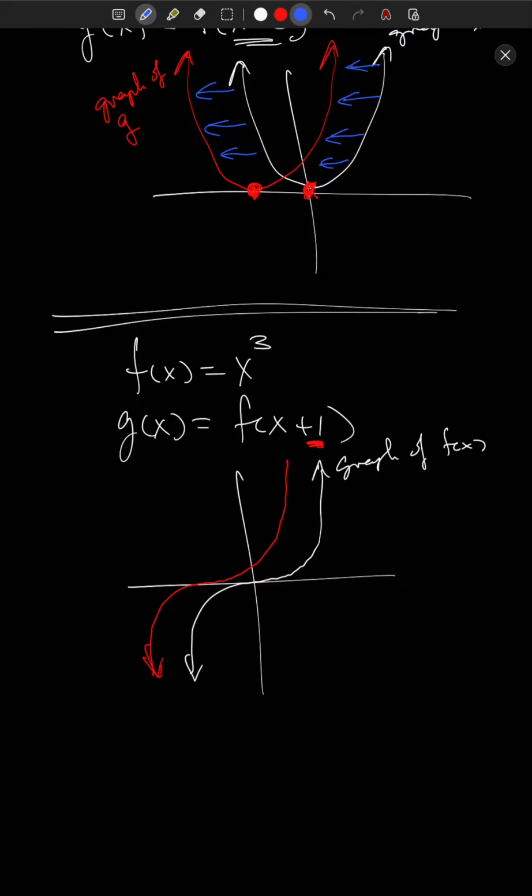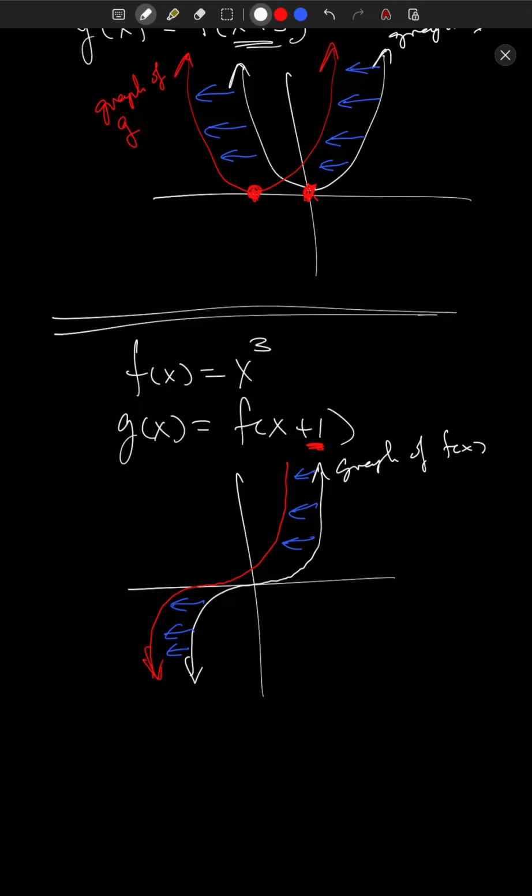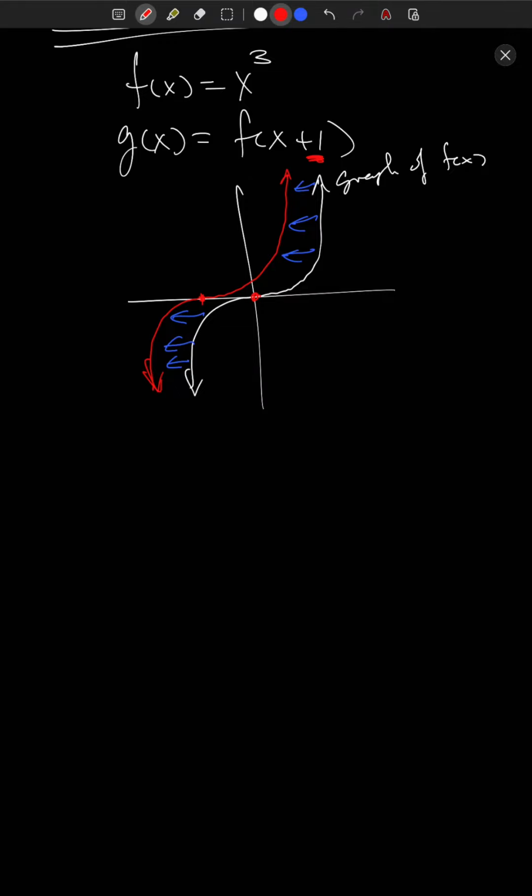Something like that. All right, so everything is shifted to the left by 1 step. In particular, f of 0 was 0, and now g of, if I shift it left 1 step, that means g of minus 1 is equal to 0.